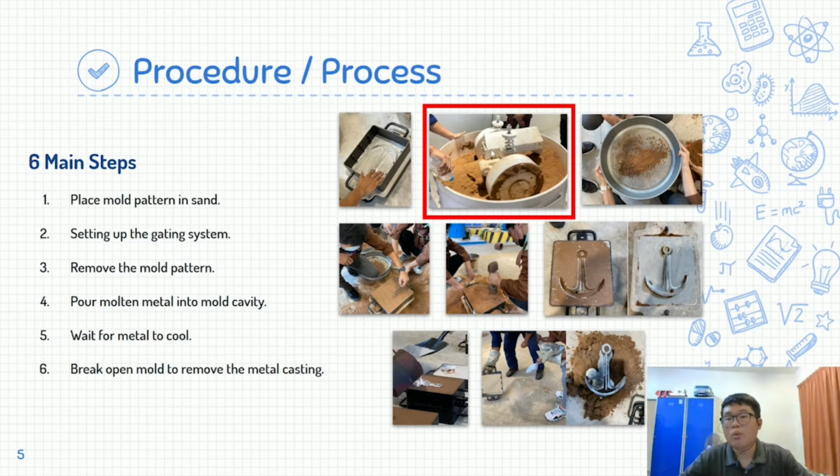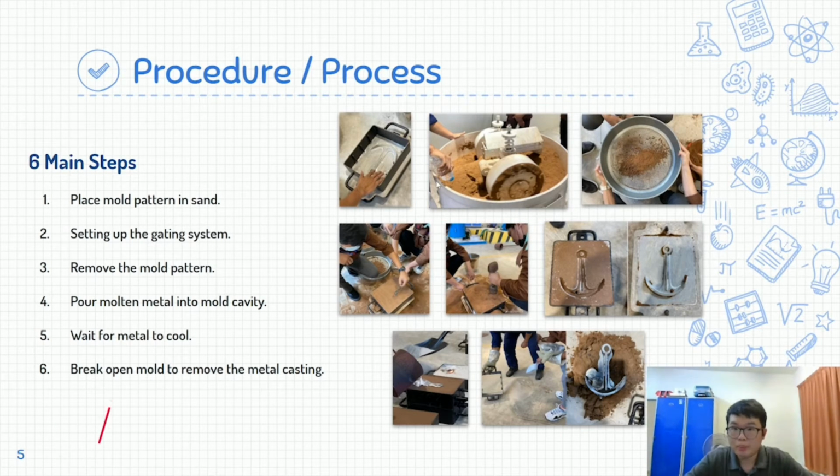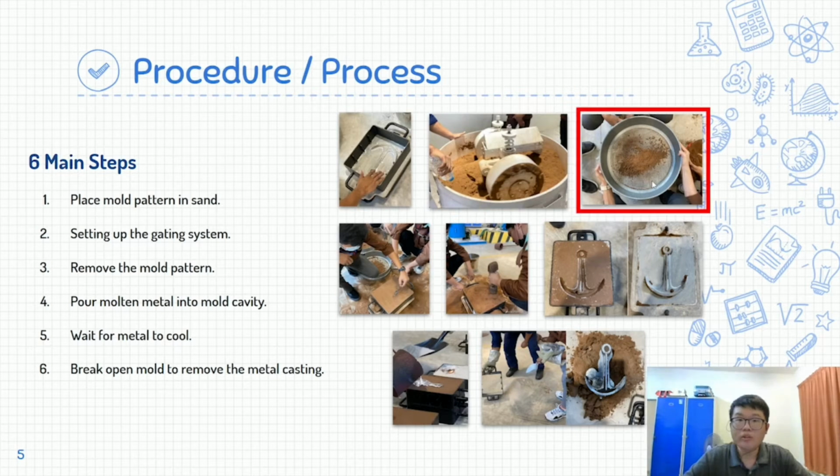The ingredients are poured into the mixer machine with a mix ratio of 7:3:1, where 7 is sand, 3 is clay, and 1 is water. Then we need to spread the parting agent, which is baking powder, on the pattern. Afterward, we need to pour the green sand into the flask by sieving it on the drag, which is the bottom part, to avoid big particles from entering the flask.